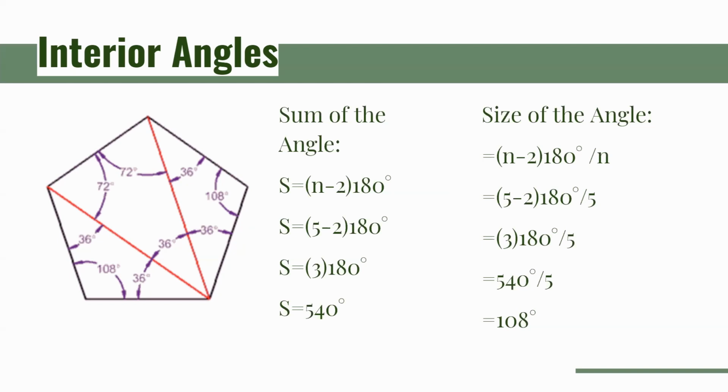Then, to find the size of each angle, we use the same formula but divide it by n. Since n is equal to 5, we divide 540 degrees by 5, which gives us 108. So that means that each angle of the pentagon is 108 degrees.